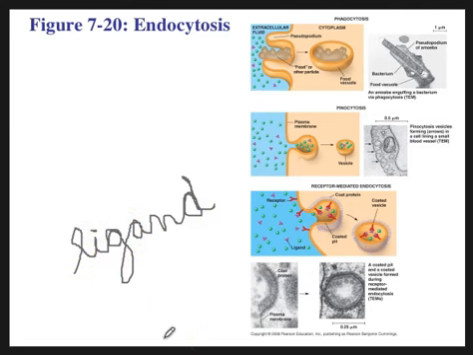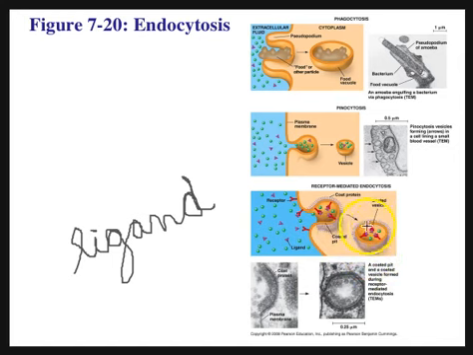Okay, ligand. A ligand is any molecule that binds specifically to the receptor site of another molecule. These little purple guys are going to bind to the receptors for them. What we're going to see is this is a ligand, these purple triangles are a ligand. Then what's happened is the same thing that happened up here. This is going to pinch off and we're going to get this little vesicle inside.